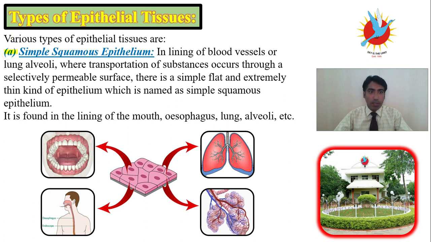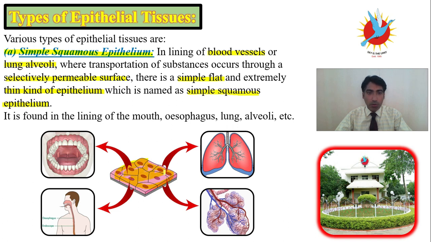The first type of epithelial tissue is simple squamous epithelium. In the lining of blood vessels or lung alveoli, where transportation of substances occurs through a selectively permeable surface, a simple, flat and extremely thin kind of epithelium is present, which is known as simple squamous epithelial tissue. Squamous means flat. In this image you can easily see the diagram of squamous epithelial tissue.